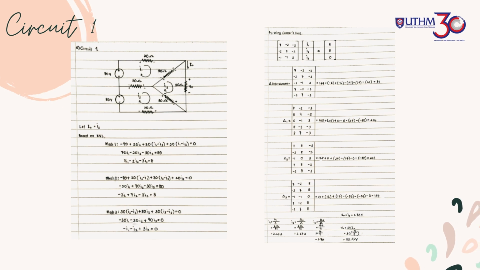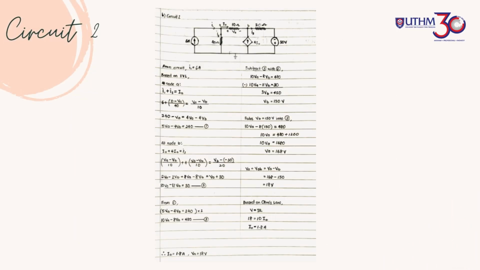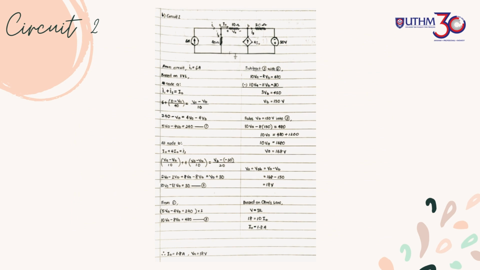For V0, the V0 value is 30 multiplied by I0 and the value of V0 is 53.33 volt. Next, for circuit 2, we will apply nodal analysis to solve the circuit.